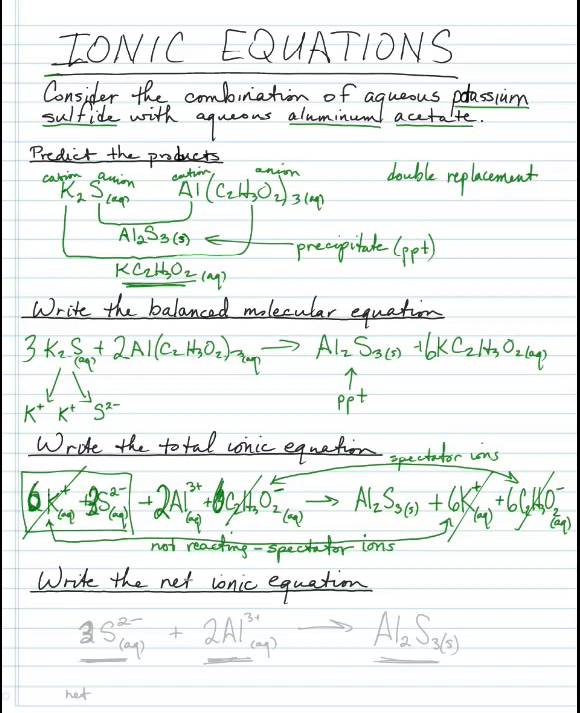So we're going to subtract the potassiums out of there, we're going to subtract the acetates out of there, and we're only going to leave the species that are actually involved in the action. So what we really have left over after we take out the spectators is the net ionic equation.